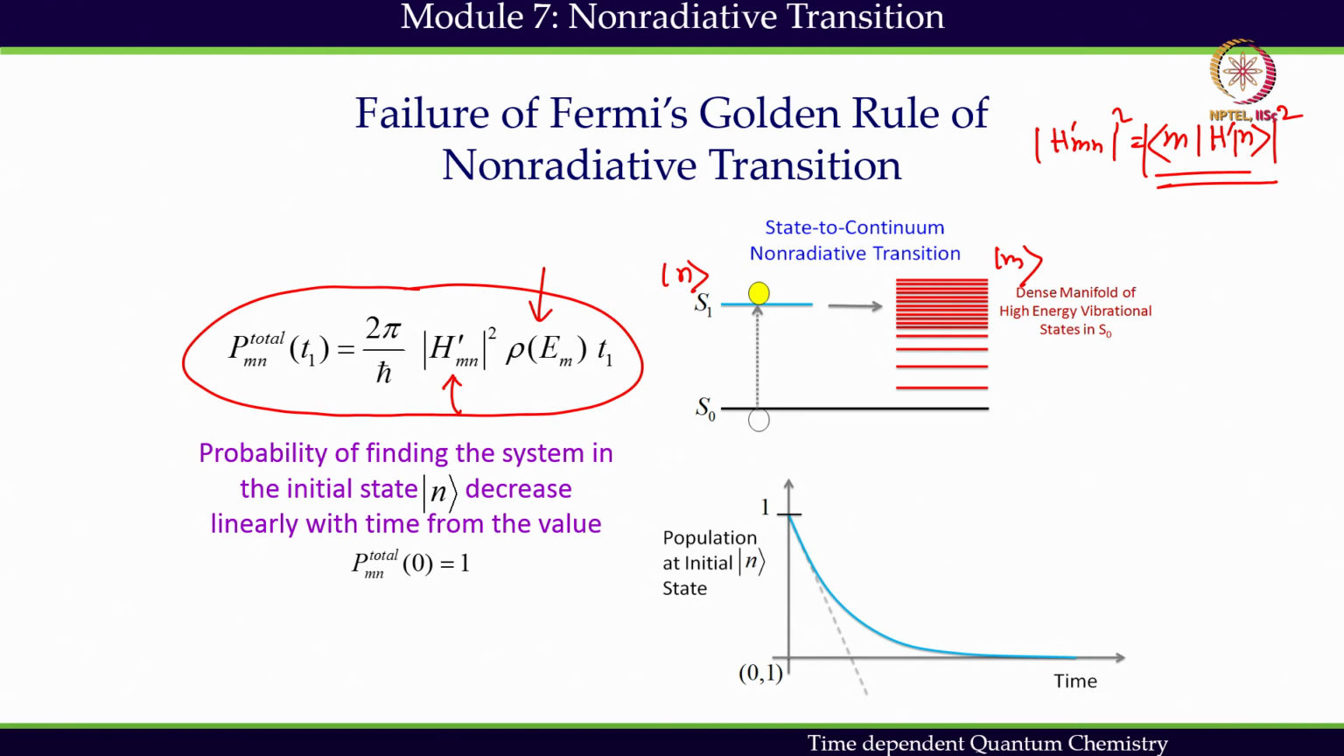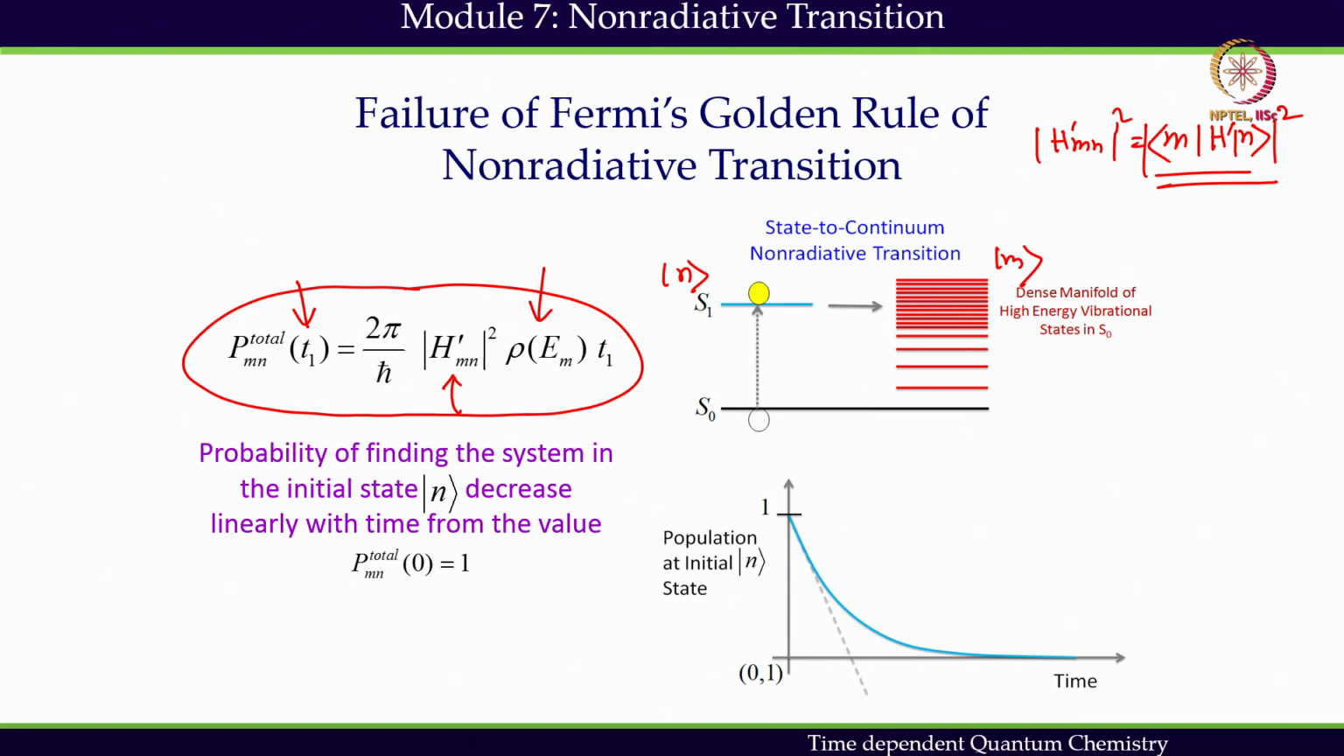And we also assume that this T1, this time, is coming because we assume that the interaction was started at T equals 0 and it was turned off at T equals T1 time, and that is why we are checking the total probability of transition, or in other words total population in the final state at T1 time.